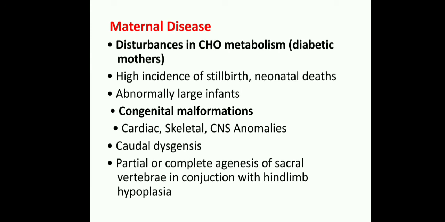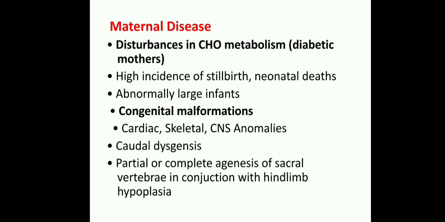Next one is maternal diseases. What are the maternal diseases? Means disturbance in the carbohydrate metabolism. For whom will we see this disturbance in carbohydrate metabolism? Means diabetic mother, and then a high incidence of stillbirth, because whether the mother is diabetic or pre-diabetic and pregnant, that time there is a high incidence of stillbirth, neonatal deaths, and abnormally large infants may be delivered.